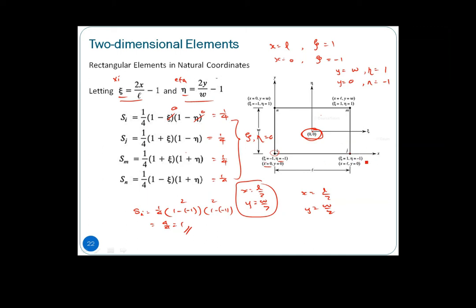If you are talking about SI at node J, where psi equals 1 and eta equals -1, SI at node J is always 0. If you substitute this into shape function I, and you know that psi equals 1, this factor will cancel out and become 0, so the whole shape function becomes 0. So in this case, it still carries the same property or characteristics of the shape functions.